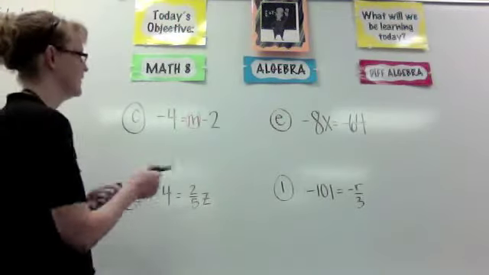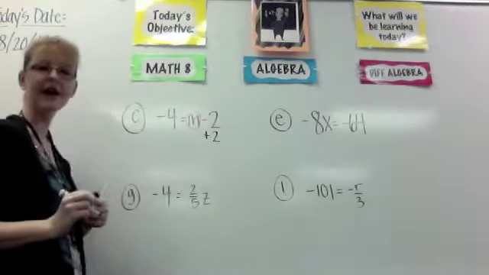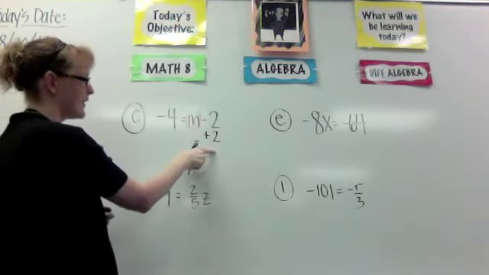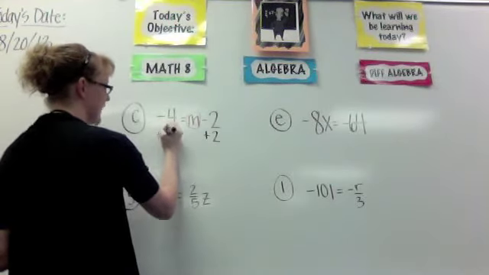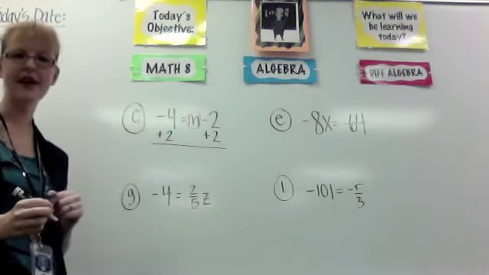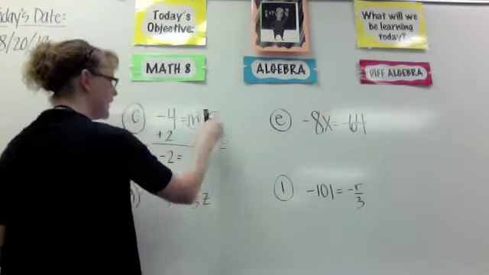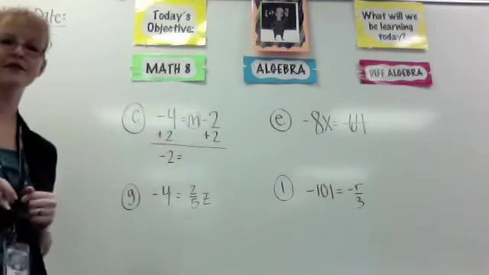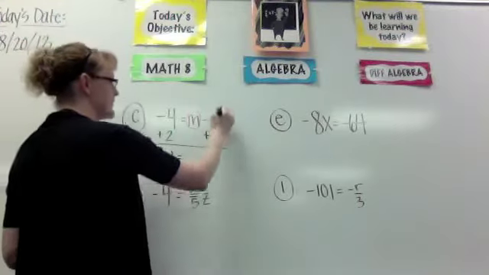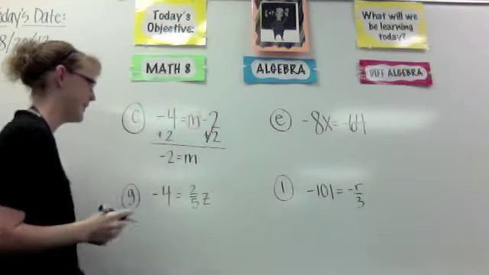It's add 2. So I'm going to put add 2 on this side. Remembering my golden rule, whatever I do this side, I must do on the other side of the equals. Okay, and then I can see what happens. I have negative 4 plus 2 on this side. That's negative 2. Over here I have negative 2 plus 2. Well, negative 2 plus 2 is 0, so I can cross that out, and I get m.